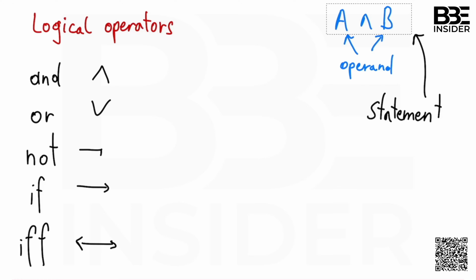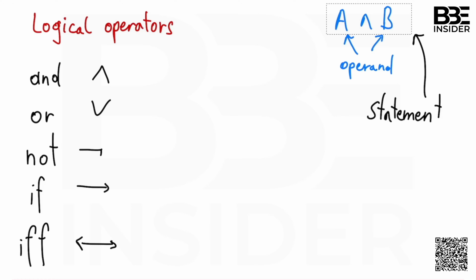There are a number of logical operators. I presented you just these 5. These 5 symbols are AND, OR, NOT, IF, and finally, if and only if. I will show you how to use them to assess if a statement is either true or false.